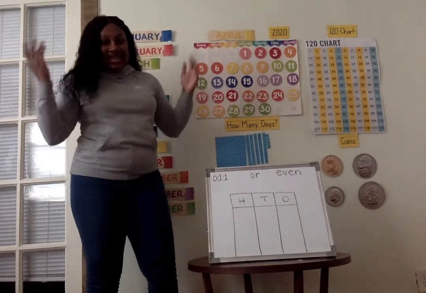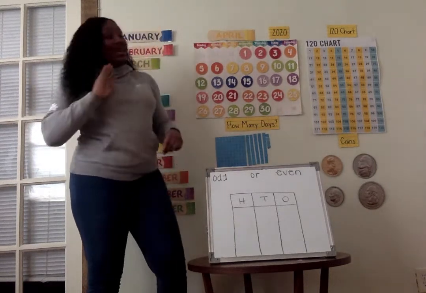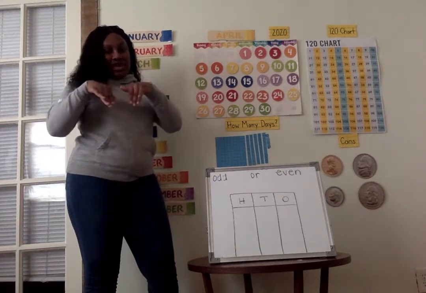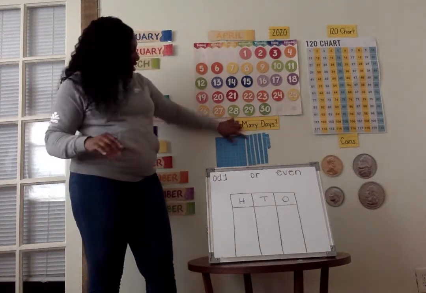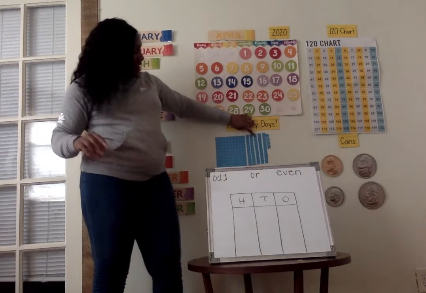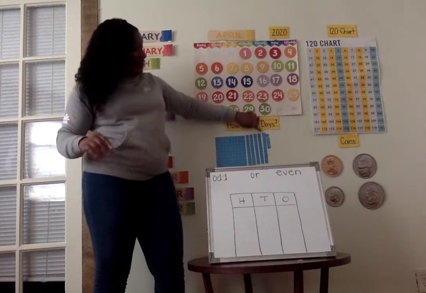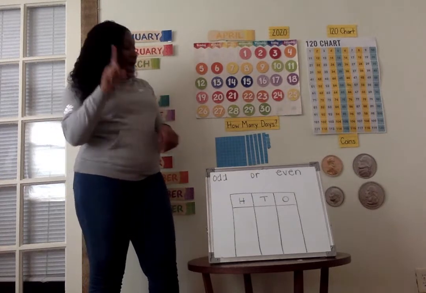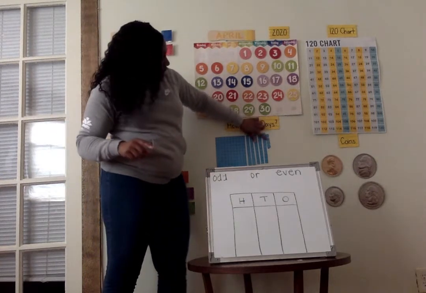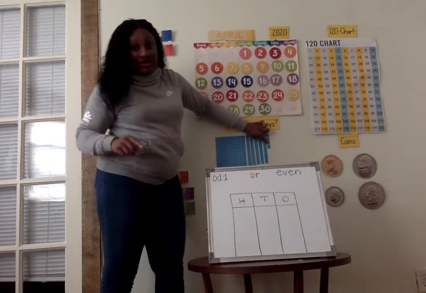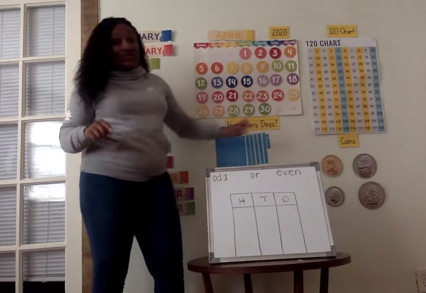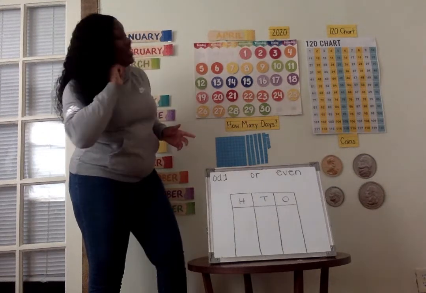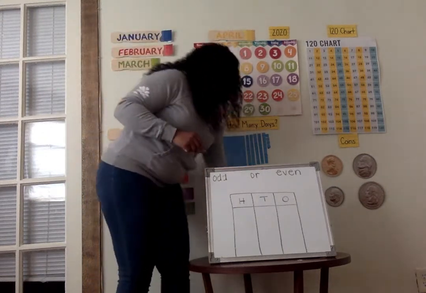How many days have you been in school? Count with me. Get ready. 100. Stop. Switch. Count by tens. 110, 120, 130, 140, 150. Stop. Switch. Count by ones. 151, 152, 153, 154. We've been in school a new day, so I need to add. That's right, I need to add one more.